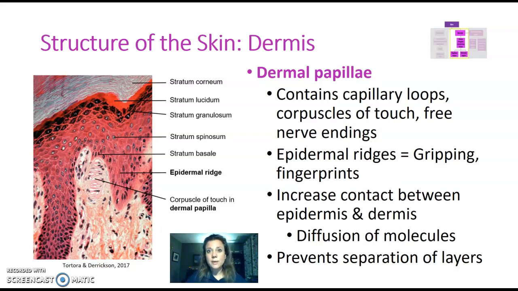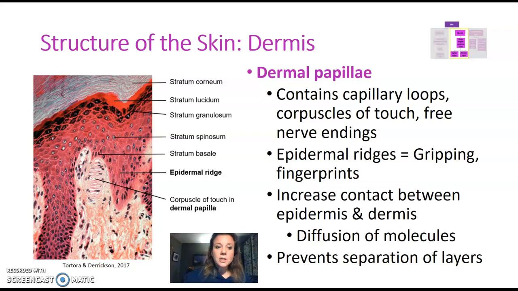It's also the way that they're able to get rid of waste products and carbon dioxide, which are products of their cellular processes. Now, there are a couple of other things that are contained within the dermal papillae, and these include corpuscles of touch and also free nerve endings. So these receptors are going to sense light pressure and then also pain. That's what the free nerve endings do.